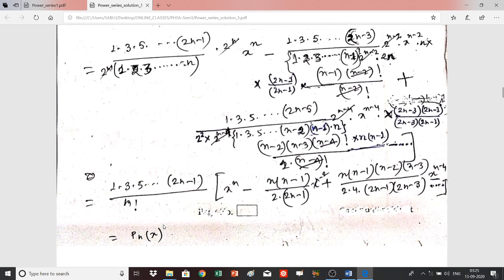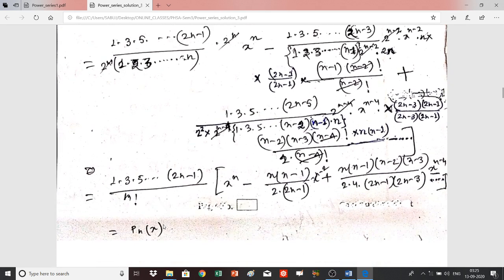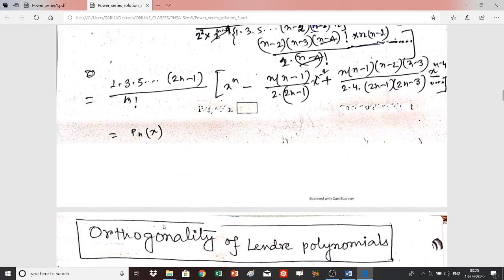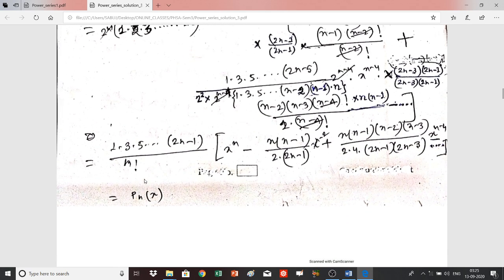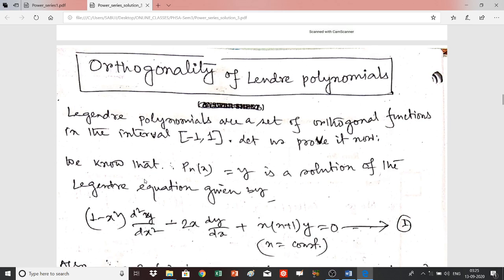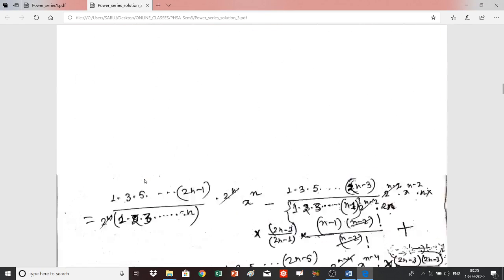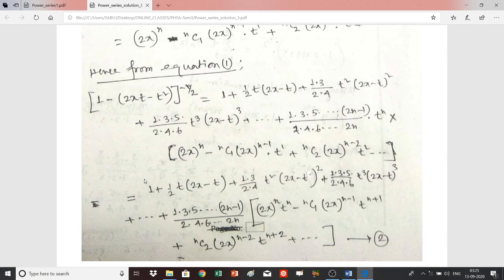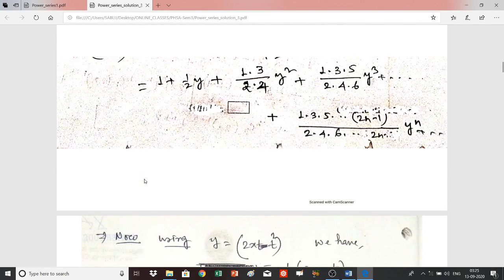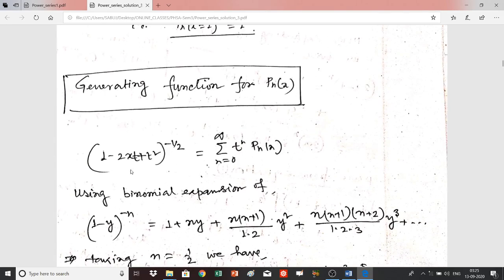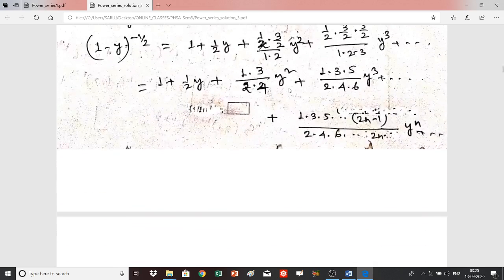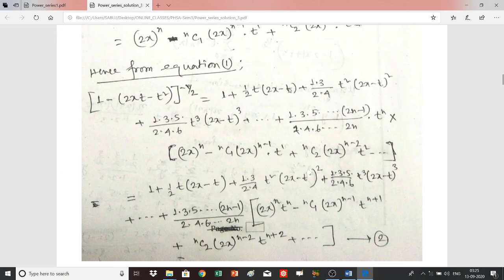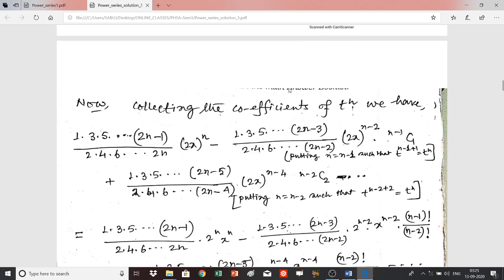So finally we get that Pn(x) is derived from which term? Pn(x) is derived from the term 1 minus 2xt plus t squared to the power minus half, and so it is called the generating function of Pn(x). Okay, I hope that you understand, and just practice it at home.